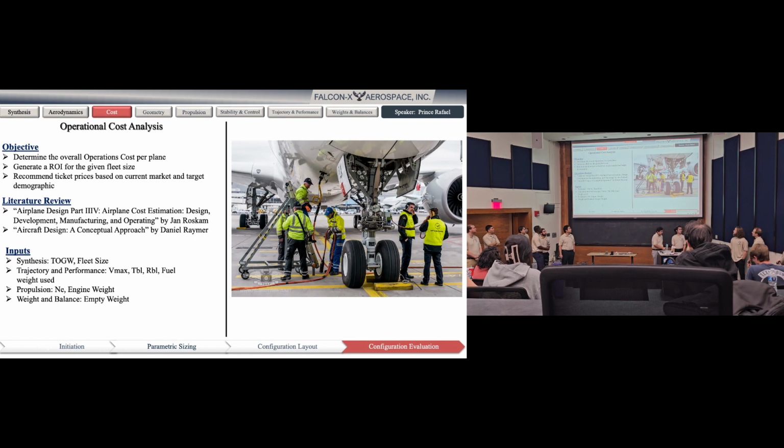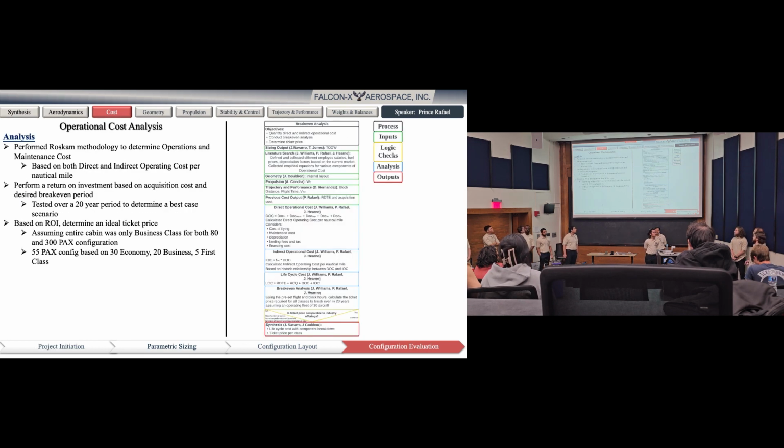Now we go to how much it would take to actually fly this mission, and what kind of maintenance is expected. To do this, we're going to be using Roscom's operational cost code. I have to preface our cost analysis here with the fact that we had some internal issues that kept us from providing cost output, unfortunately.